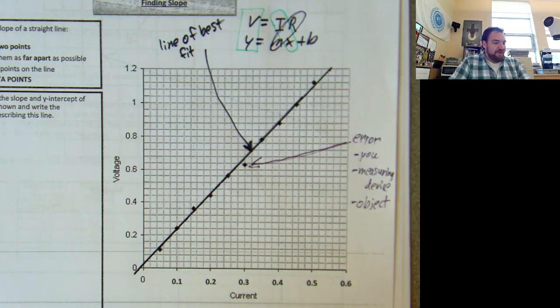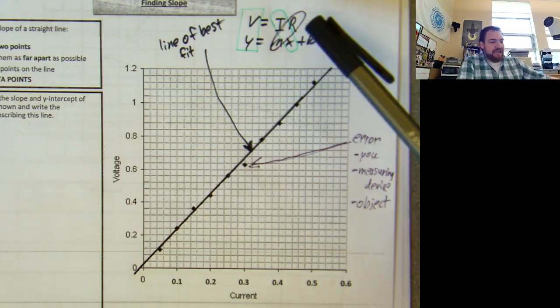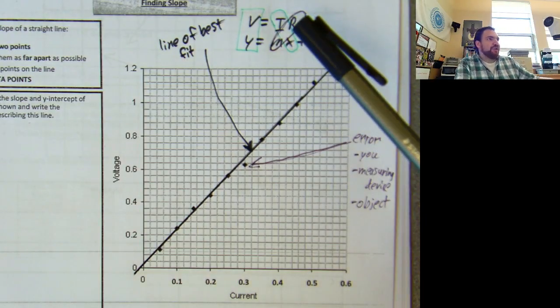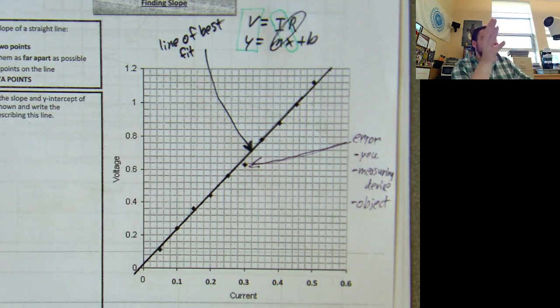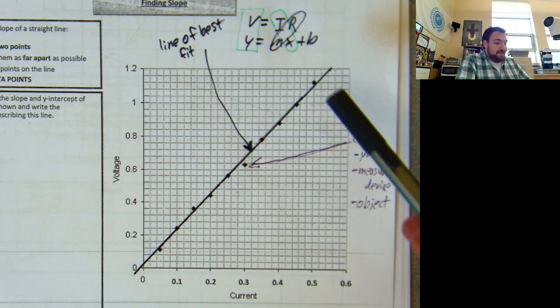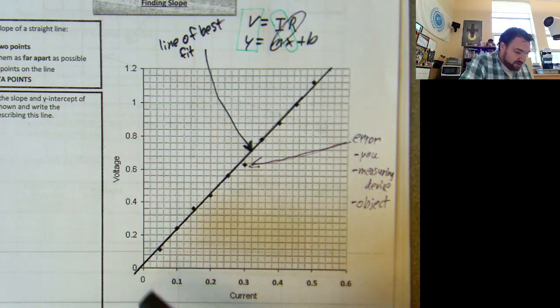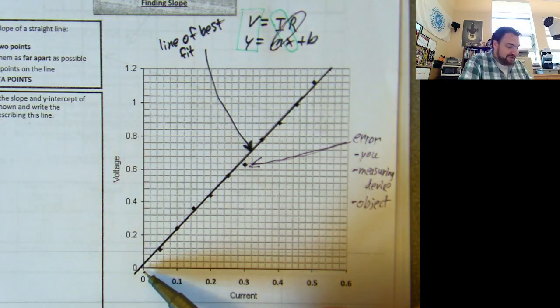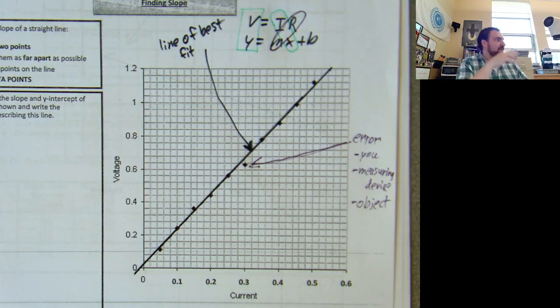If we look at the relationship between voltage, current, and resistance, something you did back in grade 9, if there is no current, how much voltage should there be? Zero. No current flowing, no voltage. Makes sense. But according to your line of best fit, no current still means some voltage, and that's weird conceptually. But let's go ahead and figure out what the equation is anyway.